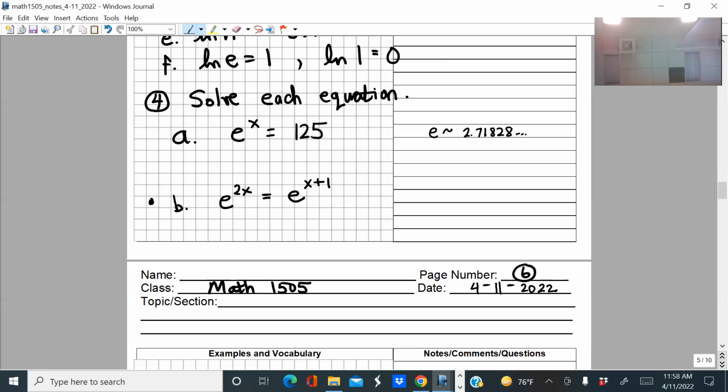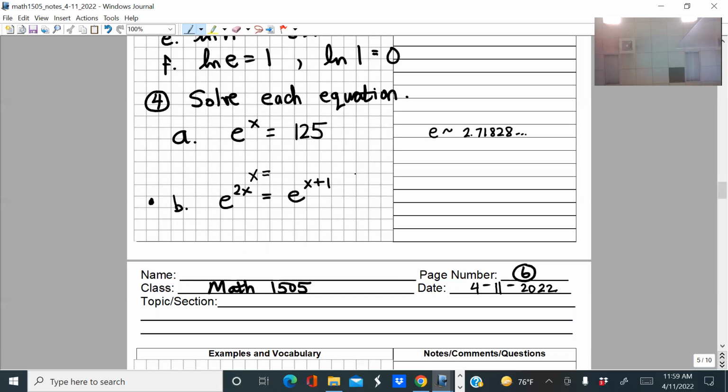So let's look at this equation: e to the x equals 125. That's called an exponential equation because it involves the natural exponential function, right? And I'm trying to solve that equation for x. When you solve an equation for x, you ultimately end up with a line like this, x equals something, and that something is the solution to the equation.